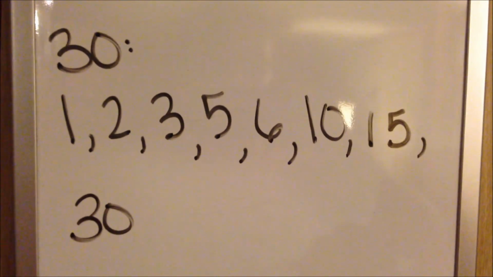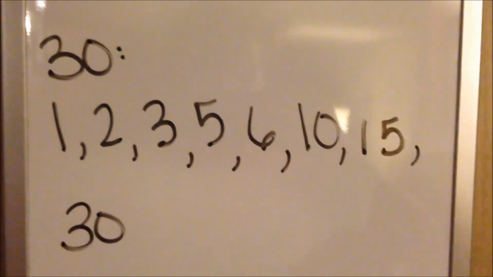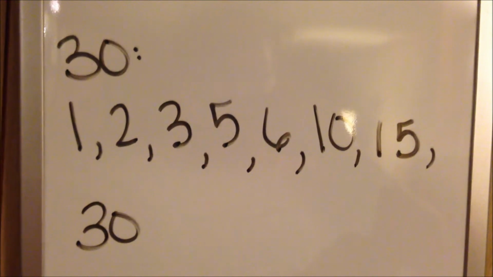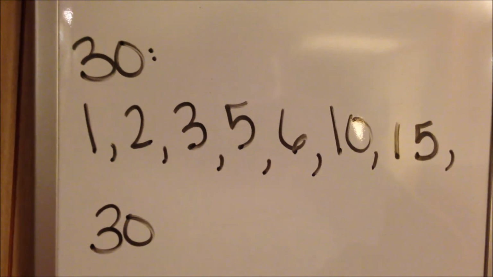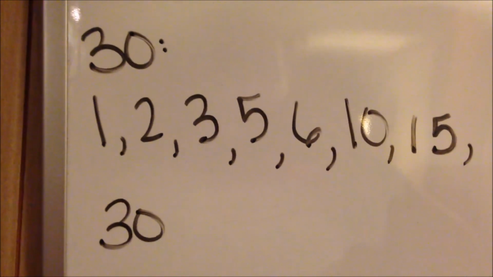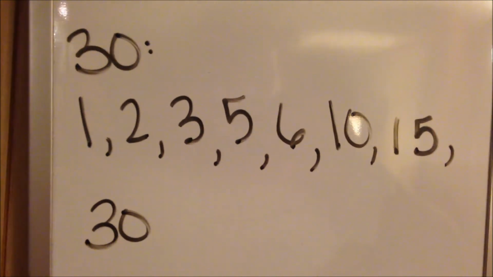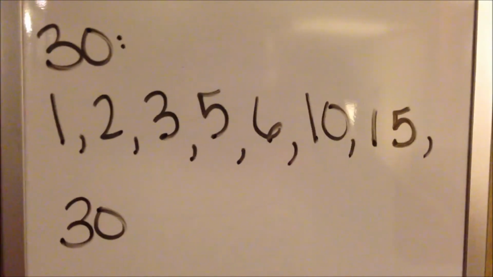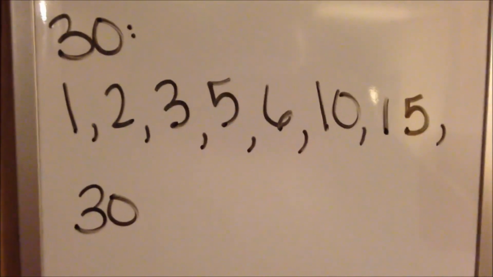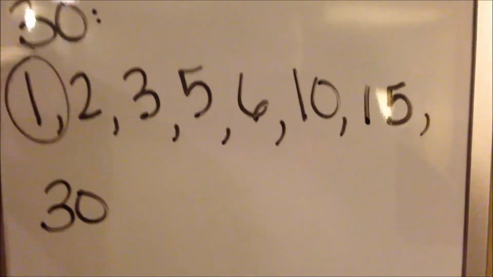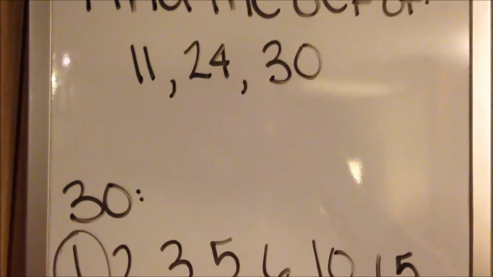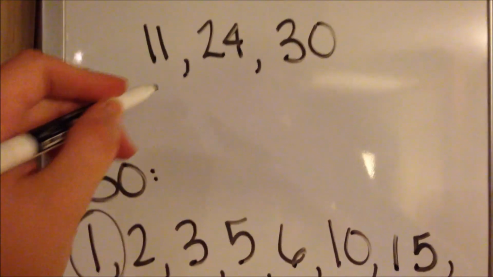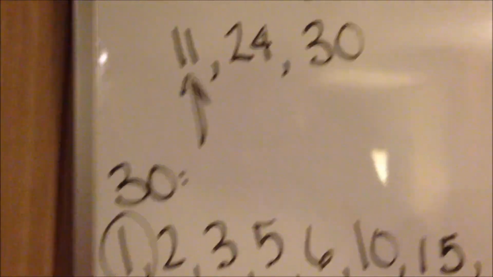15 does not work. 10 does not work. 6 works for 24, but not 11. 5 does not work. 3 works for 24, but not 11. 2 works for 24, but not 11. 1 is the only factor that these 3 numbers have in common. So believe it or not, the number 1 is the GCF of these 3 numbers. The largest issue in this case is going to be the prime number 11.